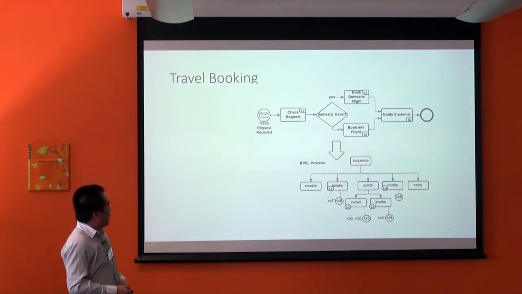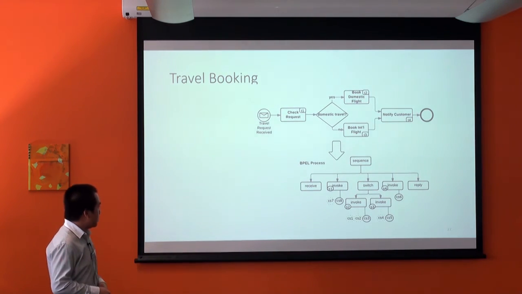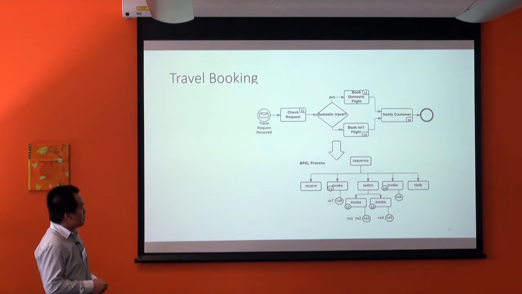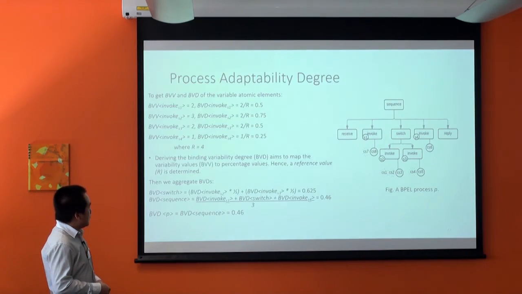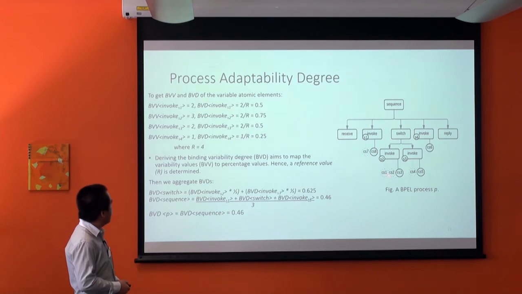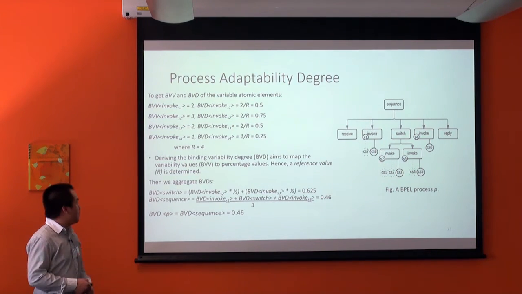To show a simple use case of the computation of the metrics, we still use a similar example. What we are focusing on here are the invoke elements, because they are responsible for the binding of services. So we tag each invoke element with its binding variability value based on the number of available services. For invoke S1, we have 2. Invoke S2, we have 3. Invoke S3, we have 2, and so on. S4, we have 1.